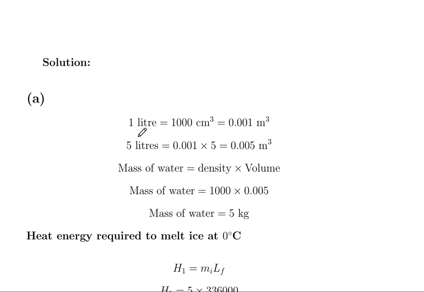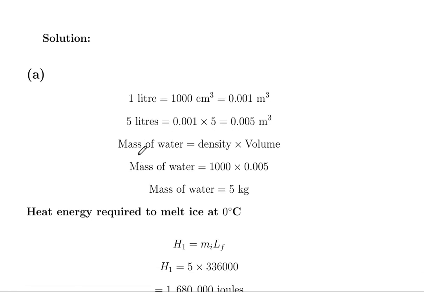So it is known that 1 liter is equivalent to 1,000 cubic centimeters. That is equivalent to 0.001 cubic meters. And then 5 liters obviously will be 5 times this value, 0.001. And then at the end of it all, this leaves us with 0.005 cubic meters.